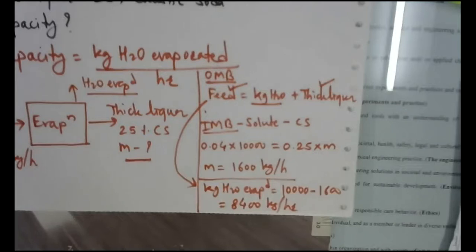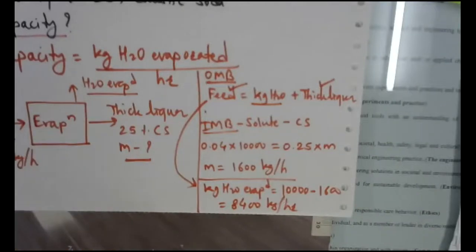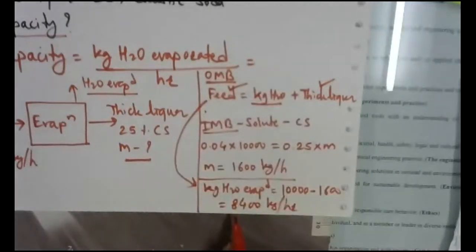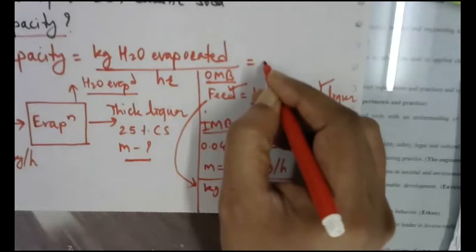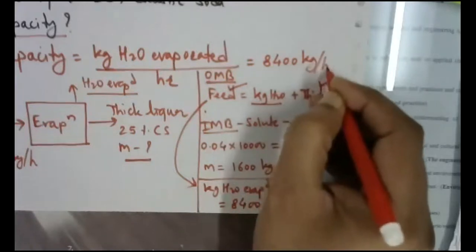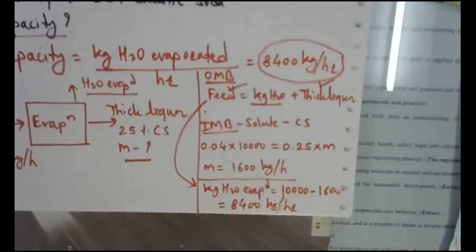So this is the kg of water evaporated, but in the numerical they asked to calculate the capacity. So the capacity and this kg of water evaporated are one and the same, because this is the flow rate, not only the mass, right? So this capacity is nothing but the kg of water evaporated. So the capacity of this evaporator is 8400 kg per hour. So this is the final answer for this numerical, right?